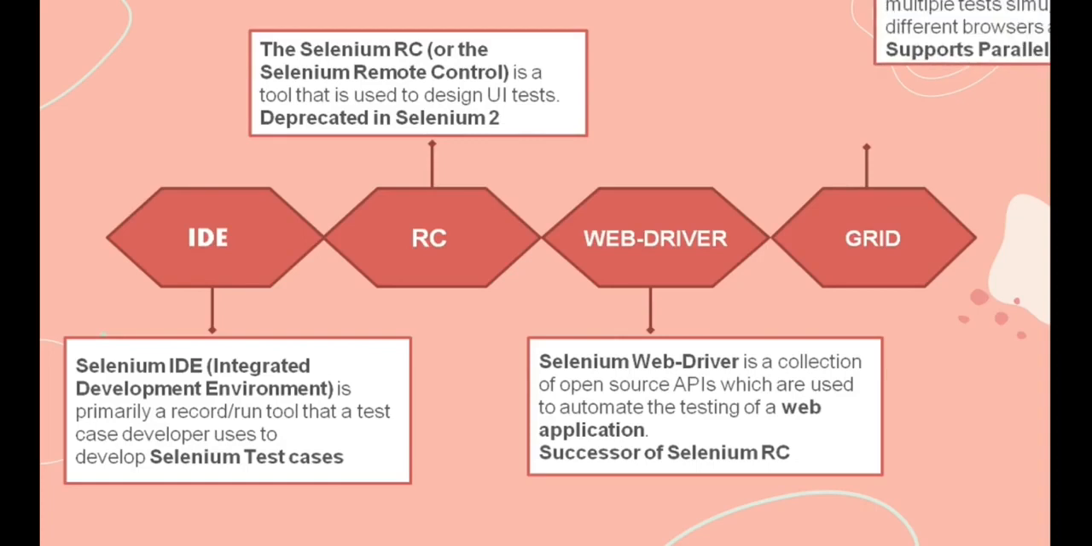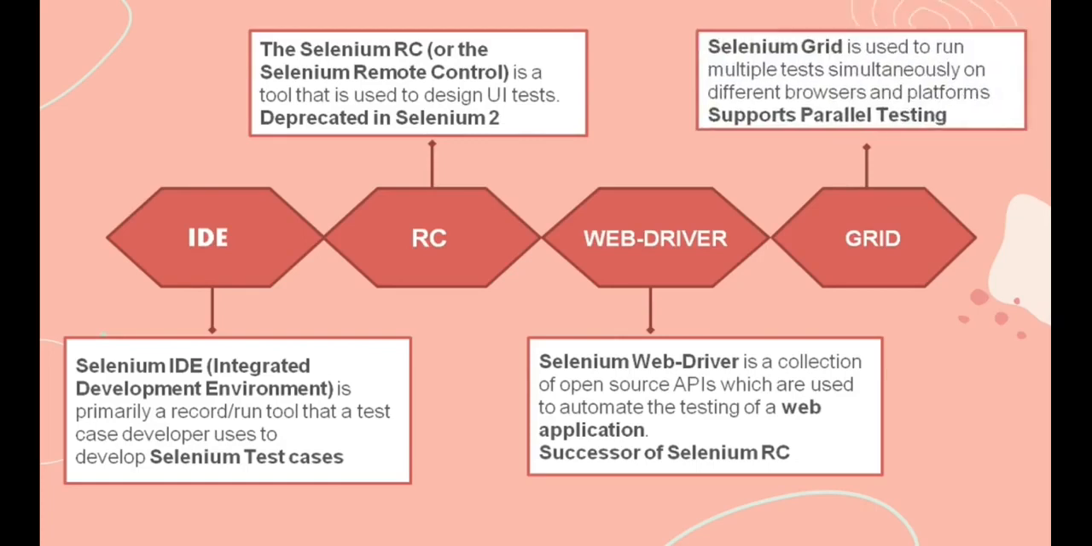The next component is Grid. Selenium Grid is used to run multiple test scripts simultaneously on different browsers and platforms. And it supports parallel testing. What is parallel testing? I explained in the previous slide. So because of Grid, Selenium supports parallel testing. So these are the 4 components in Selenium.